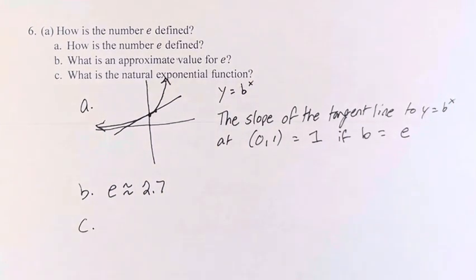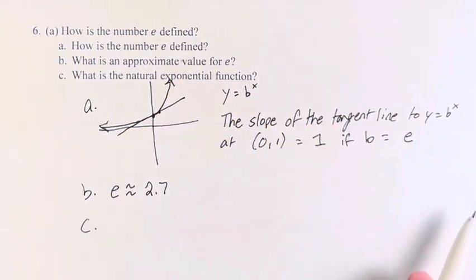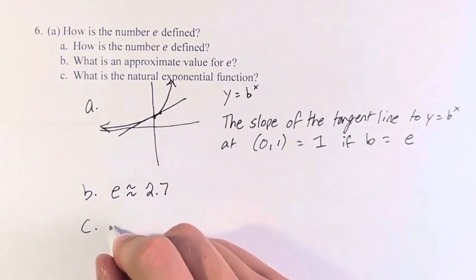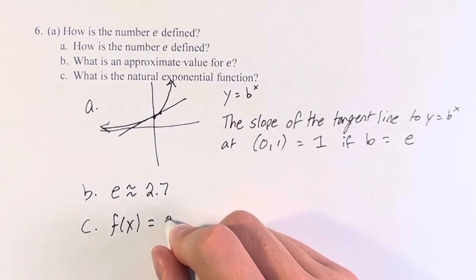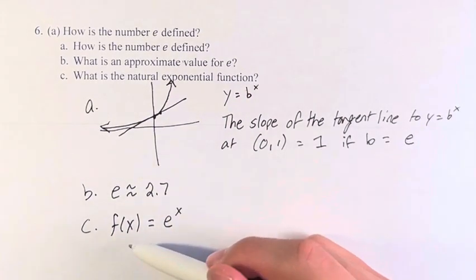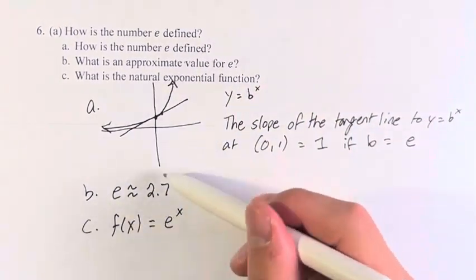And c, what is the natural exponential function? It's this function we're talking about right here, which is defined as the slope of the tangent line being 1 for an exponential function. It's f of x is equal to e to the x. This is the natural exponential function given by this definition for an e, which is approximately 2.7.